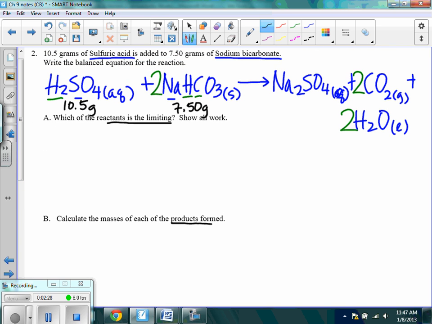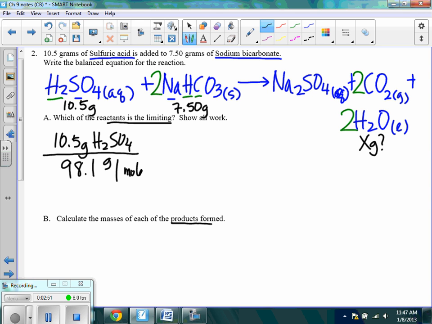So I actually chose my X to be the water, only because we know the molar mass of that is easy to calculate. Your first step, take what is given, 10.5 grams of H2SO4 divided by its molar mass: 2 hydrogen, 1 sulfur, 4 oxygen. I add that all up and I get 98.1 grams per mole. Calculate that out. Make sure you're grabbing your calculator and doing this step by step so you don't get any calculation errors tomorrow. So I get 0.107 moles of my sulfuric acid.